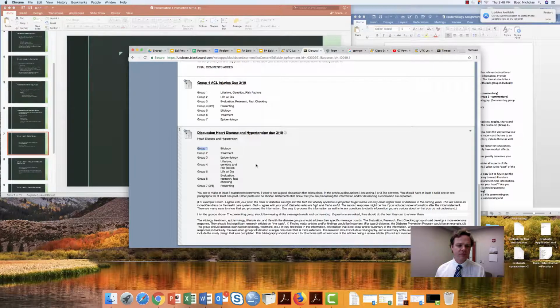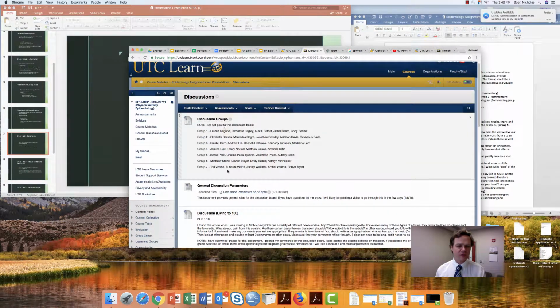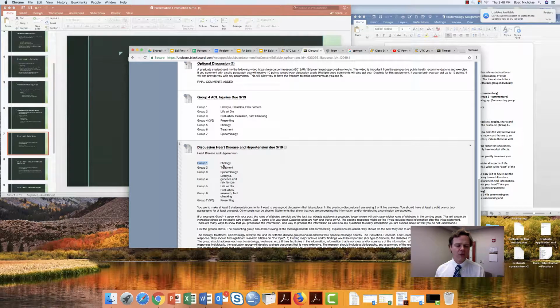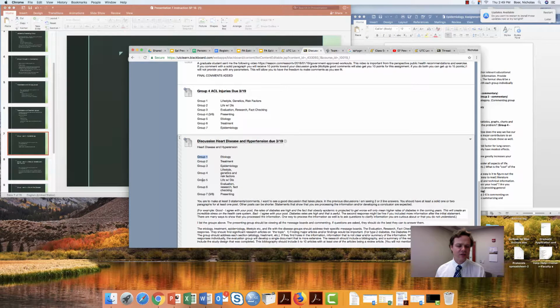And as you can see, this refers to the group that you're in as it relates to this above. In this case, group 1 will be the etiology group, group 2 will be the treatment group, group 3 will be the epidemiology, group 4, lifestyle, genetics, and risk factors, group 5, life with the disease, group 6 is the evaluation and research, fact-checking. You can consider the presenting group as the group that develops the material, and then the evaluation, research, fact-checking group as the group that provides a summary or conclusion of the information. This group also is tasked with finding the research literature on the topic. So this group has a bigger job, and of course the presenting group has a bigger job. The rest of the groups, their tasks are smaller.